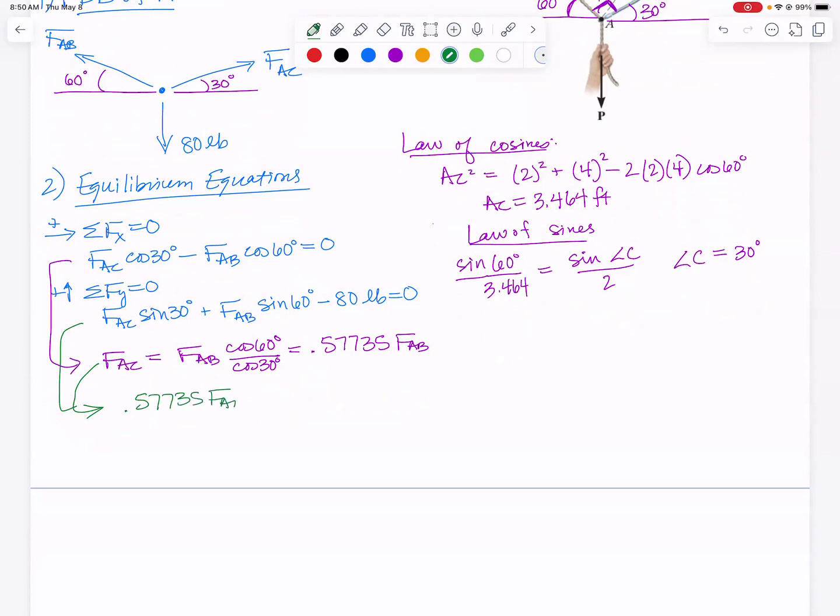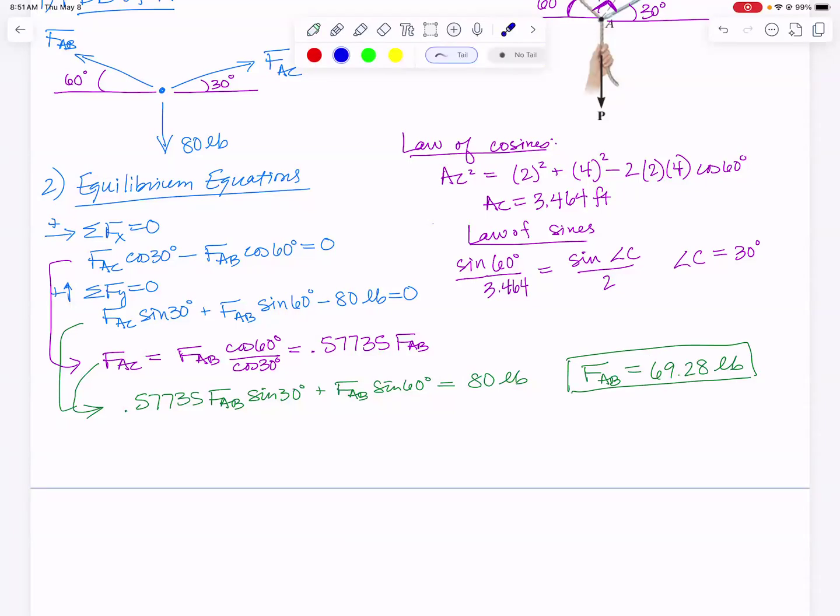I end up getting 0.57735 F_AB times the sine of 30 plus F_AB times the sine of 60. Let's bring the 80 pounds to the other side. So we have F_AB comes out to be 69.28 pounds. We can just plug that back into, I guess it was the purple equation, and get F_AC. Doing that, we get that F_AC from the purple equation is 40 pounds.